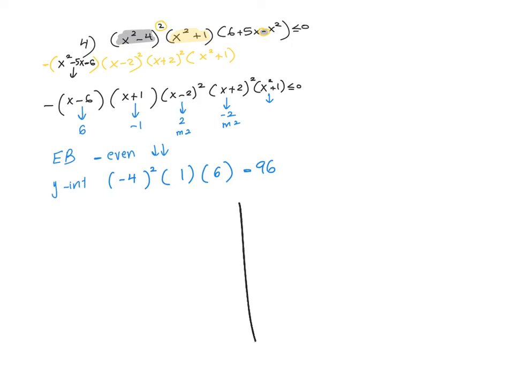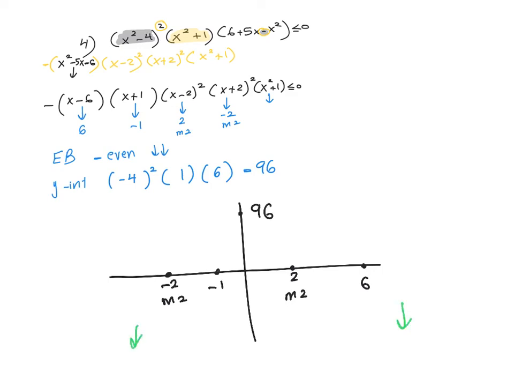Let's start by labeling our x-intercepts. So that's a 6, -1, 2 with a multiplicity of 2. So I need to bounce over here. And -2 with a multiplicity of 2. The y-intercept is 96. So remember, it's a down, down function. So I'm going to start from down, bounce, go through, bounce, and then go through. There you go. That's my function.